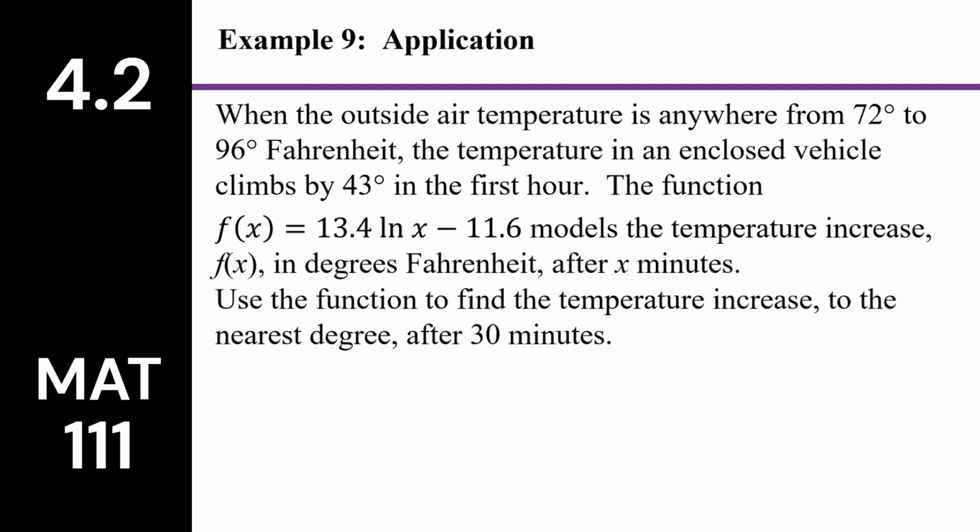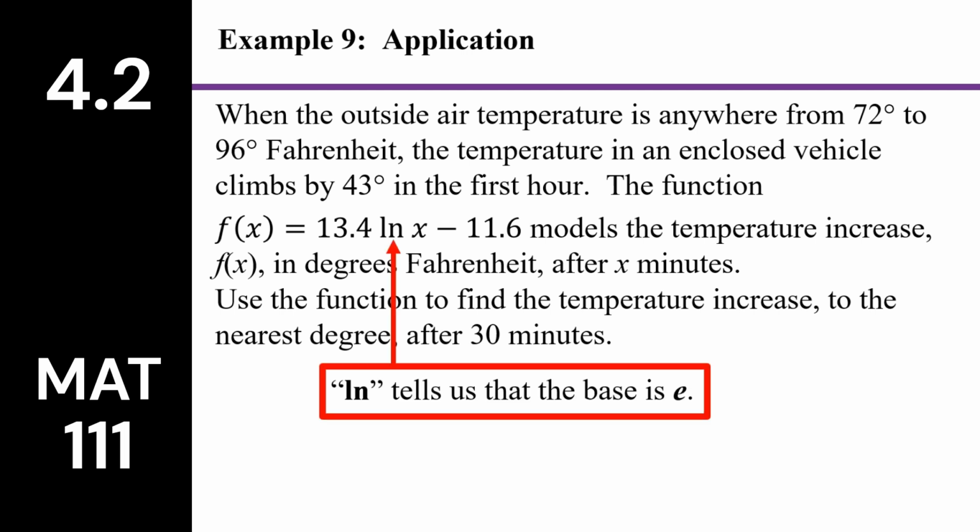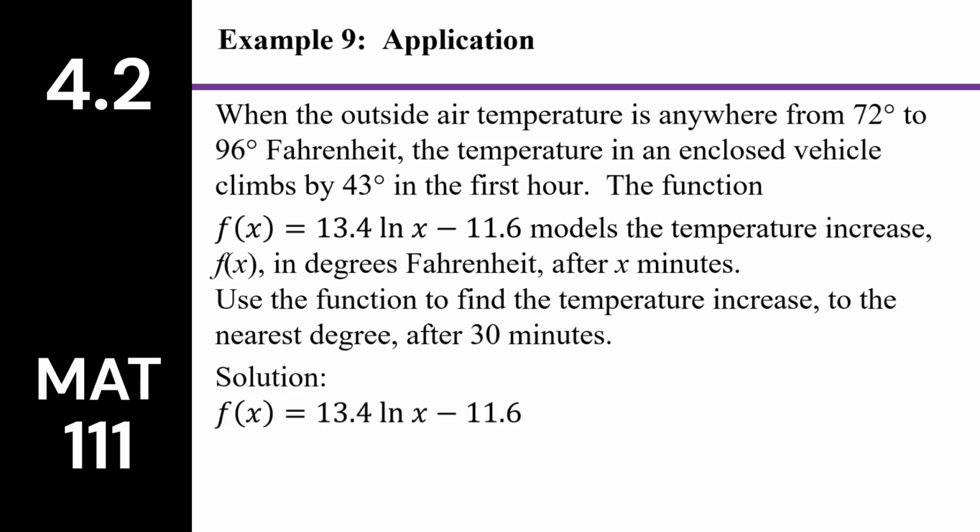When the outside air temperature is somewhere between 72 and 96 degrees, the temperature in an enclosed vehicle climbs by 43 degrees in the first hour. This function models the temperature increase in degrees Fahrenheit after x minutes. Before we begin the problem, note that they're using ln, which tells us that the base is e. So we'll take our equation.